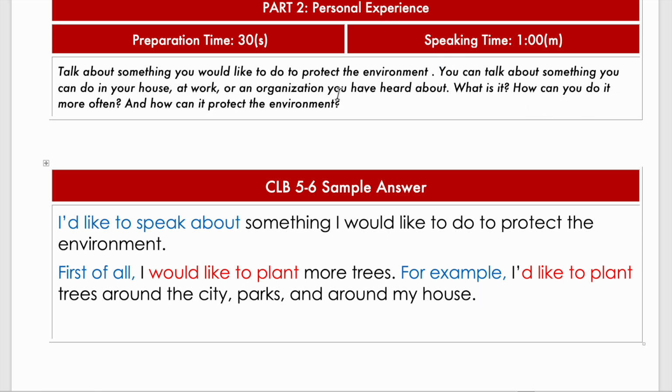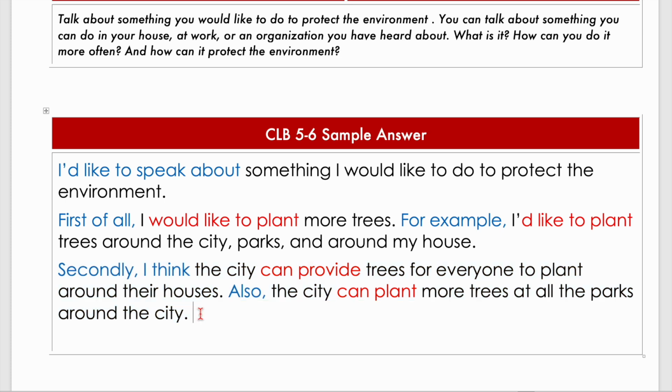Okay, so how can you do it more often? Well, how can I do it? Well, it says here, secondly, I think the city, your government, can provide trees for everyone to plant around their houses. So maybe here in Edmonton, the city could do that. But maybe you can buy. Say, maybe, secondly, I can buy more trees and plant them around my house. Also, the city can plant more trees at all parks around the city. So the question is, how can you do it more often? And we said here how we can do it. The city can provide or I can buy. And also the city can plant more trees around the parks. Okay?